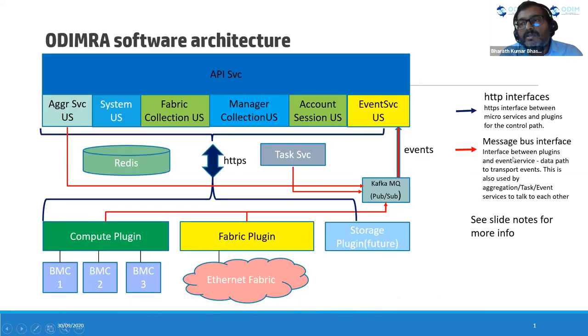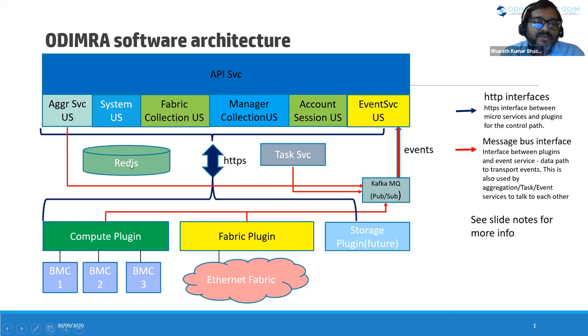Then I go on to the software architecture of ODIM. At the top, we have the API service, and that in turn calls the different services. Where you see US, that stands for microservice. SVC is a service. So you have aggregation as a service, but system, fabric, and manager are all collections. And then the account session and event session services are also microservices. Then we have the task service.